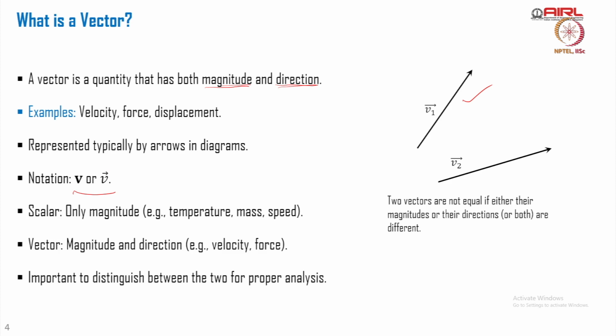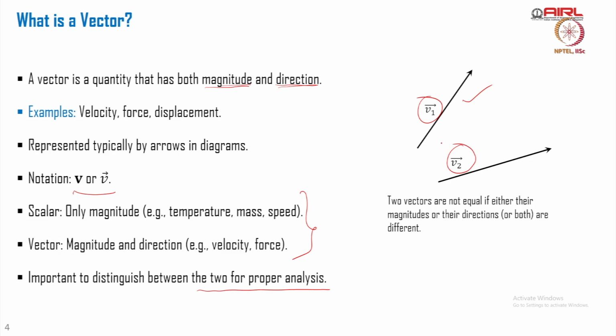For a scalar, only magnitude is there, like temperature, mass, speed, etc. But in the case of a vector, both magnitude and direction are important. The first thing is velocity, and for the second you can think of any other vector like force. So it is important to distinguish properly between scalars and vectors so that you can do analysis in physics and engineering.